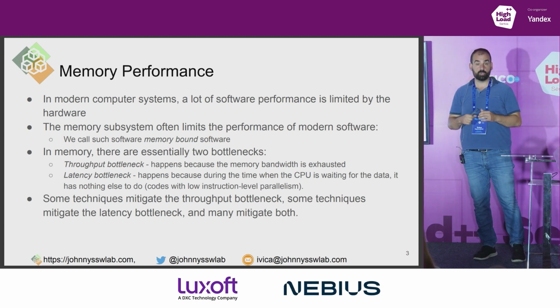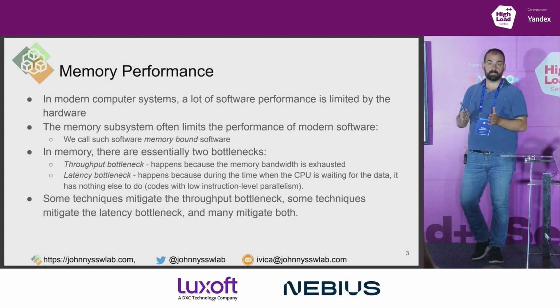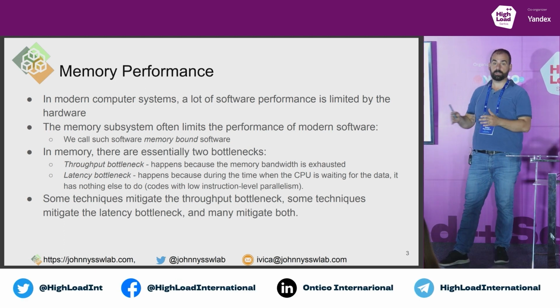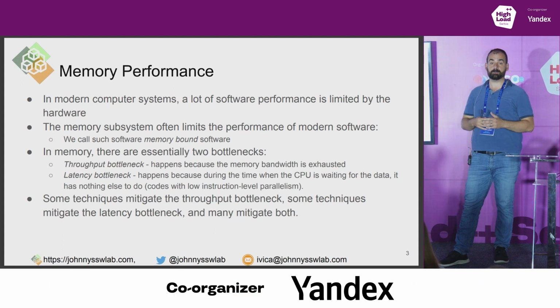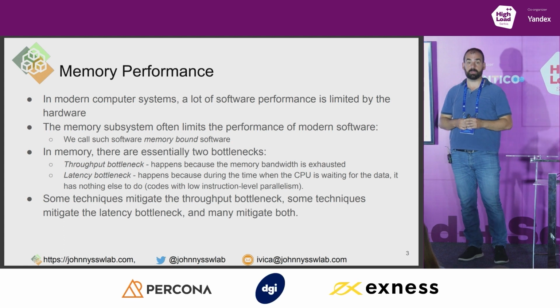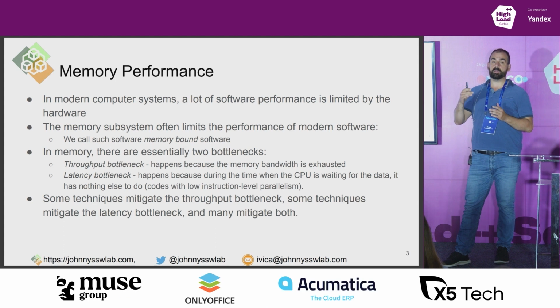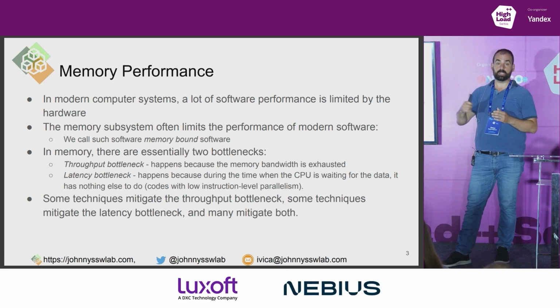The first bottleneck is the throughput bottleneck. So let's say you have L1 or L2 data caches and their maximum throughput is, let's say, 40 gigabytes per second or 100 gigabytes per second. This is the throughput bottleneck. And the second bottleneck is called the latency bottleneck. This is the delay that you get from the moment that you issue a request to the memory subsystem until the moment this request is actually executed.